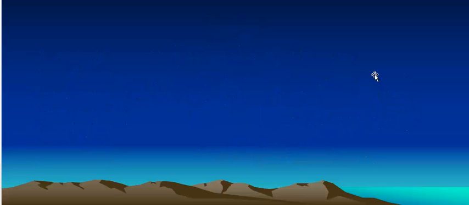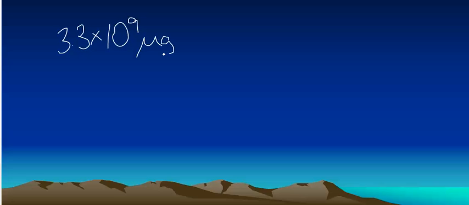Let me go through one more, just so you get the idea of this. Let's say I have 3.3 times 10 to the 9th micrograms. That's what micro looks like. I want to convert that to gigagrams. Okay, I'm going to start with what I have, 3.3 times 10 to the 9th.